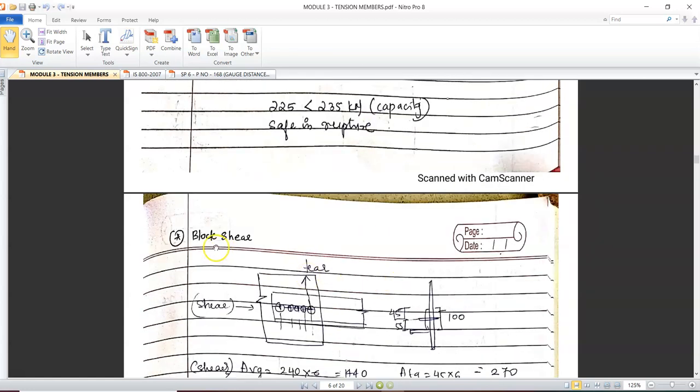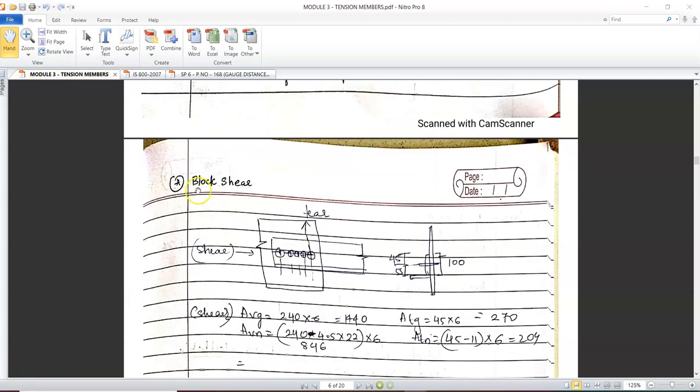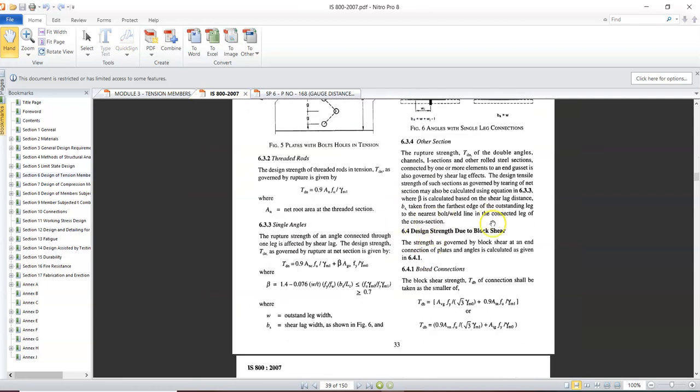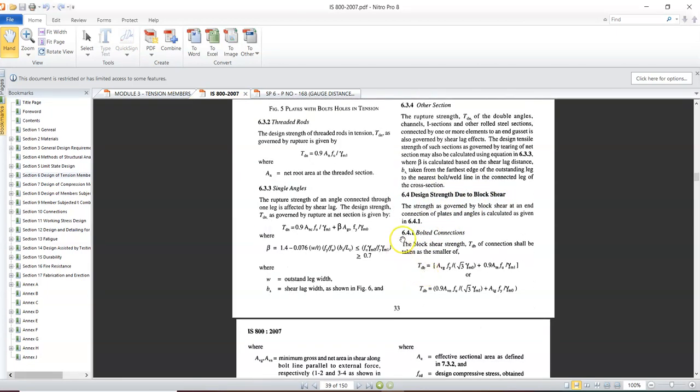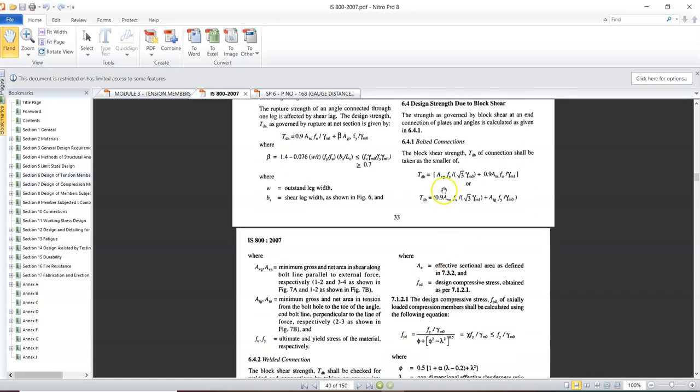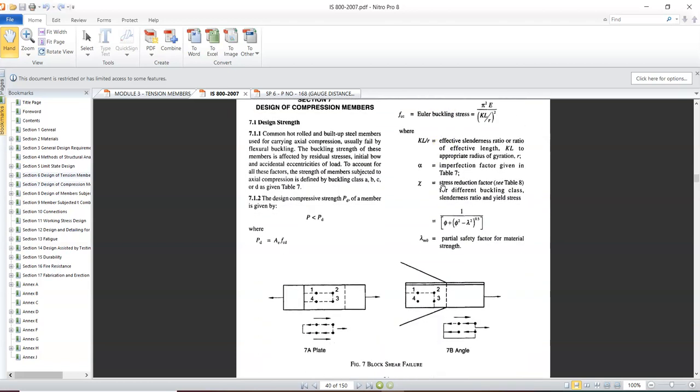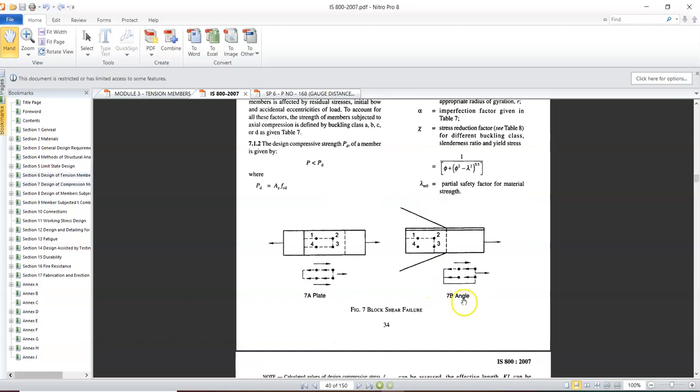Now coming to the third failure pattern, that is block shear. Coming to the last type of failure, that is block shear. Now for design strength due to block shear, we have to refer to clause number 6.4.1 for bolted connection. You have to write down these formulas, AVG, both the formulas you have to write down. Before that, you have to understand how the block shear failure takes place in case of angle section. For that, you have to refer to figure 7b.